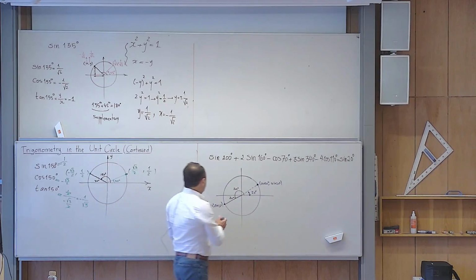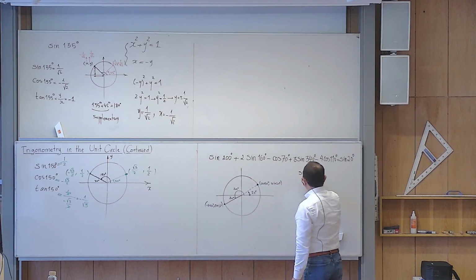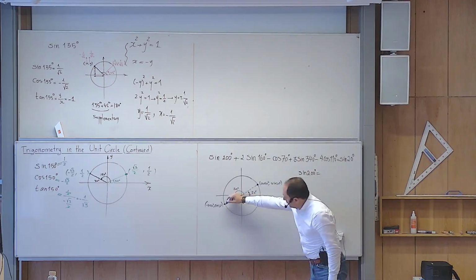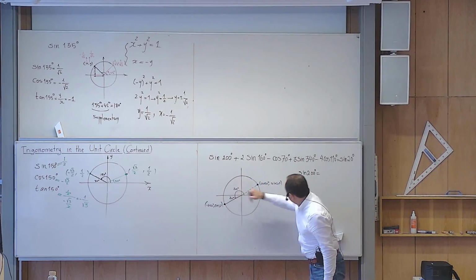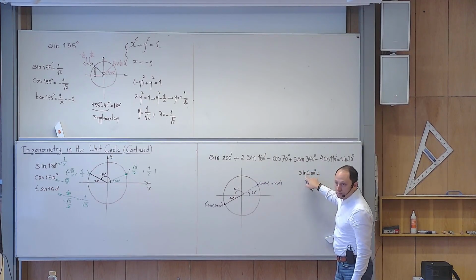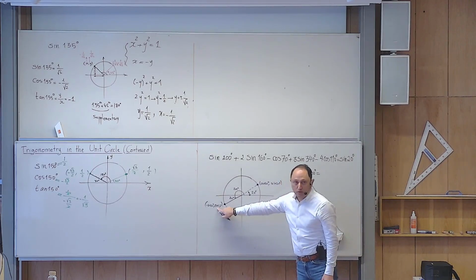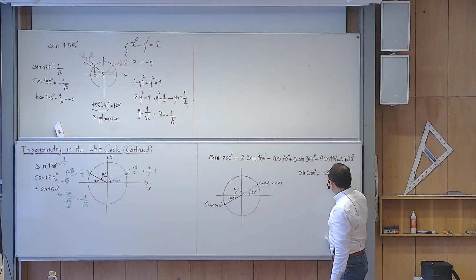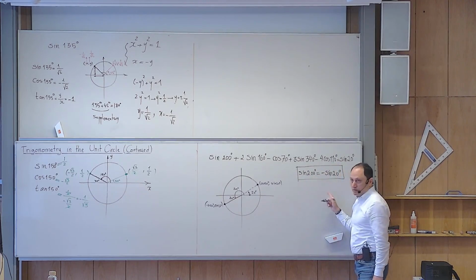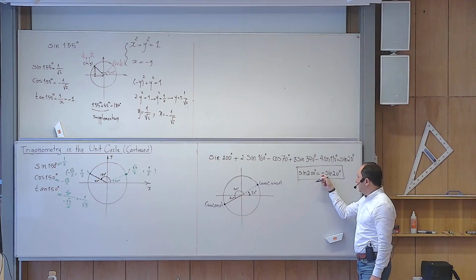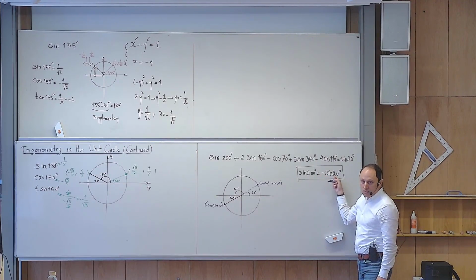Now, can you finally tell me, if I ask you what is sine of 200 degrees, what is your answer? This is the final point for 200 degrees. I am interested in sine, so I have to read the y-coordinate. What is the y-coordinate? Minus sine 20. Okay, so I couldn't find the numbers, but I realized sine of 200 degrees, whatever it is, is equal to negative sine 20 degrees. Is that clear?